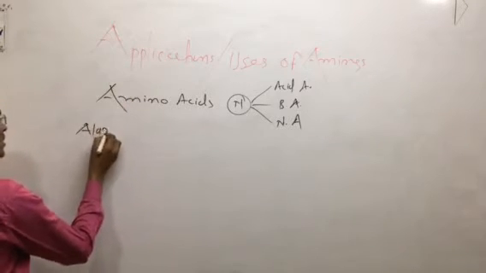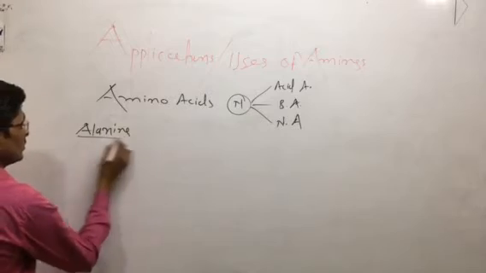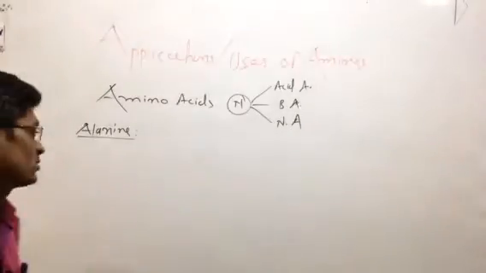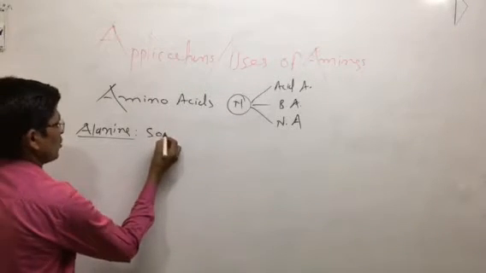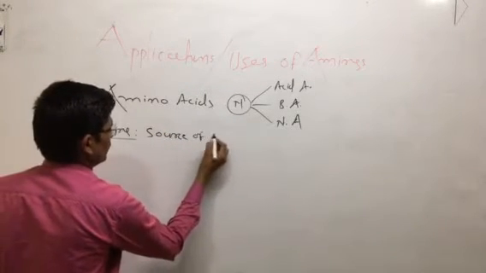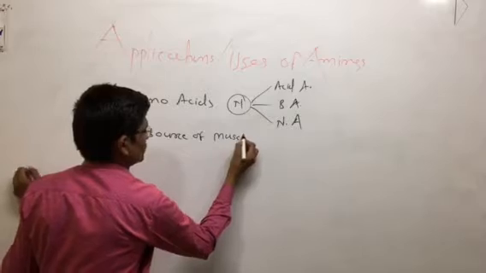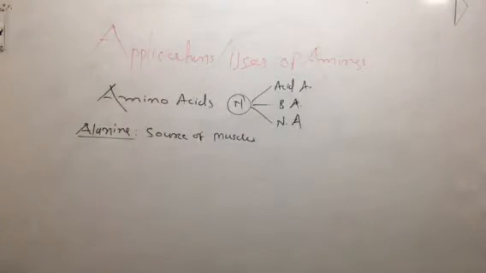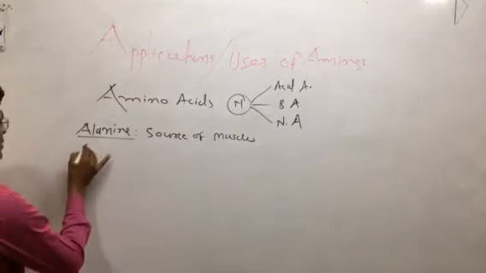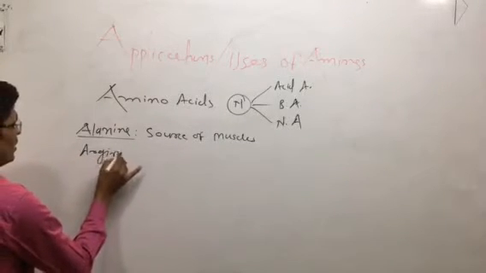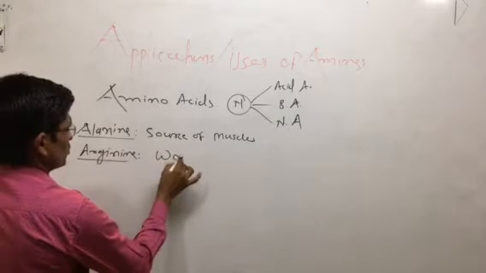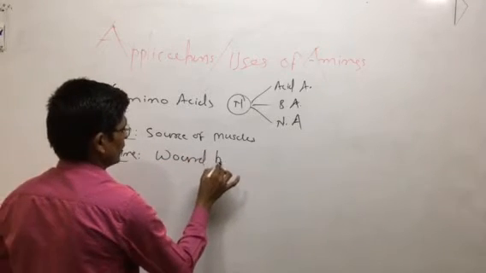This is alanine. Alanine is a source of muscle. Next, this amino acid is arginine, which contains nitrogen atoms. It is used for wound healing.